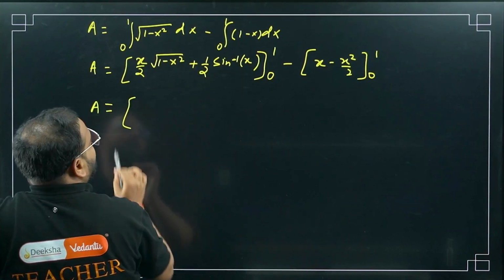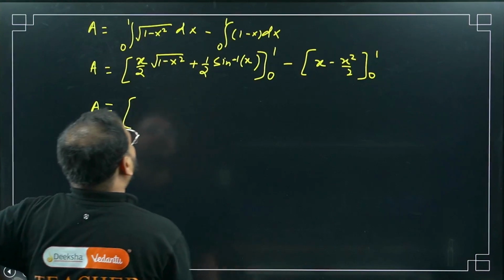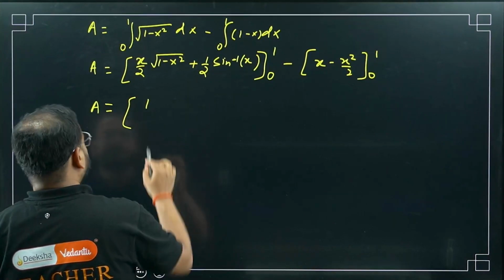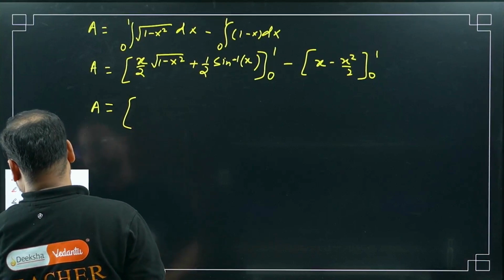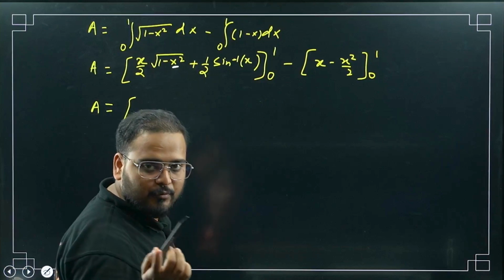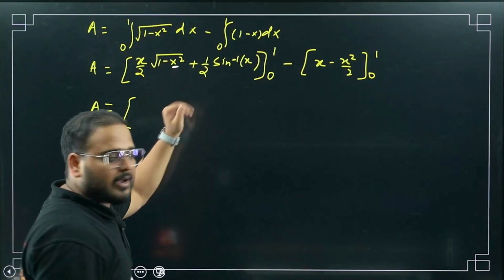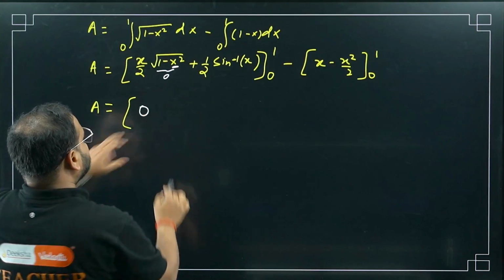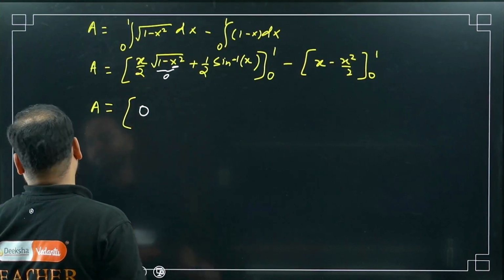Please have a look. I'm going to substitute the upper and lower limits. For 1 I will get what? 1 by 2. If I put 1, the upper limit, over here, it will become what? 1 square, so again 1. 1 minus 1 will be 0 again. So this whole thing will be 0 in this case, because 0 into anything is again 0 only.